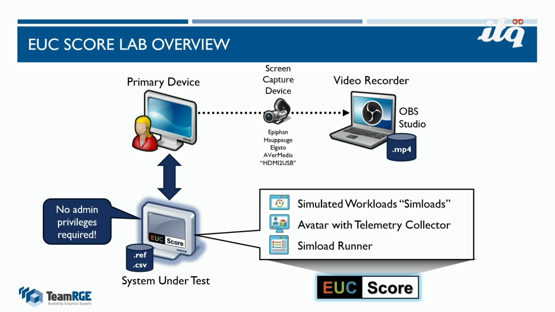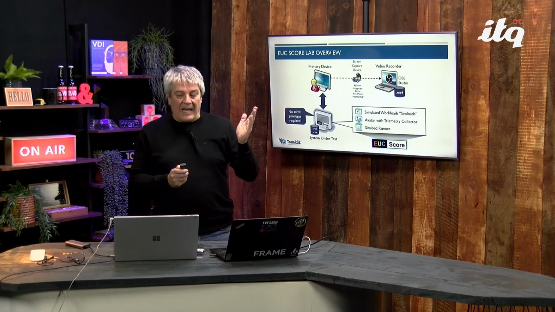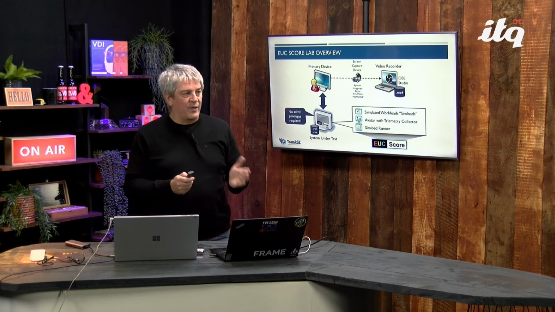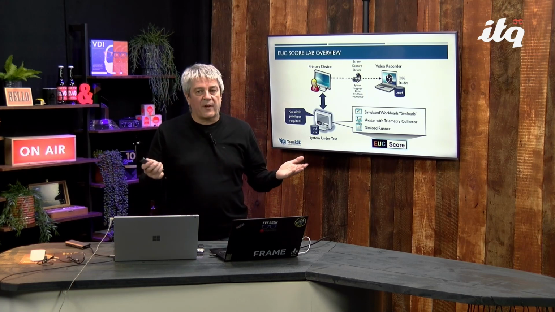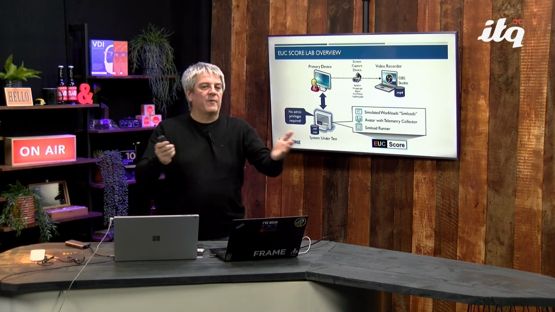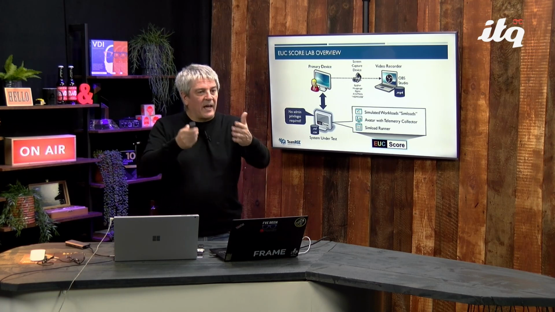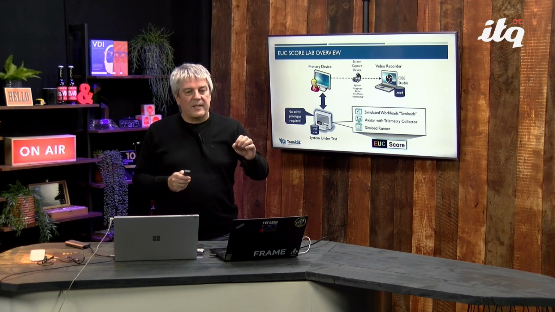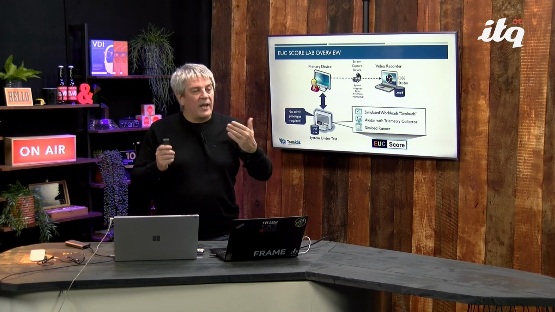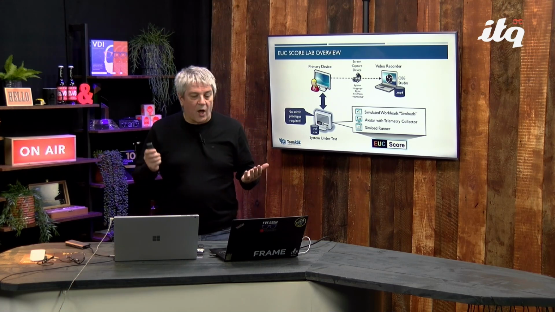On the system under test, I install so-called simulated workloads. I have an avatar that allows me to do things on behalf of the user. And I have this little tool called SimLoad Runner, which allows me to click on some of these simulated workloads and just run them. There are no admin privileges required if I have a single user system, which comes very handy if I have a system like VMware Test Drive. I'm not an admin there, but I want to test the performance, and I can just download my tool set and deploy it on that machine in my user session without admin privileges, and off we go.